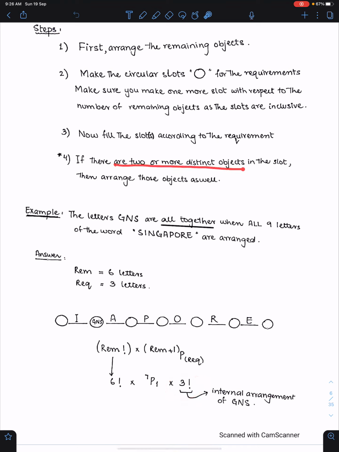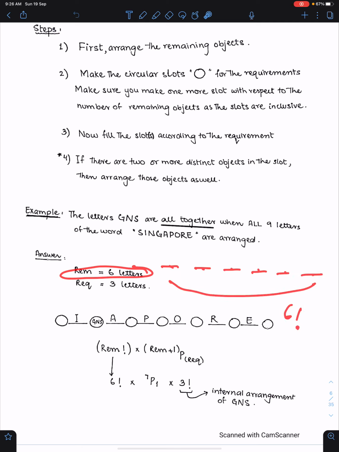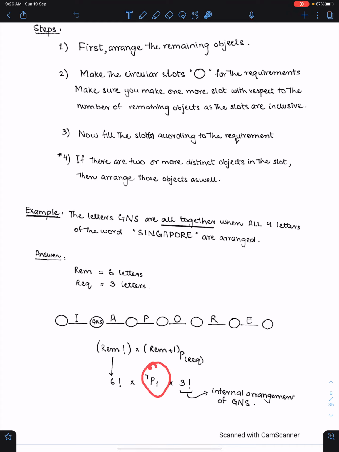If there are 2 or more distinct objects in a single slot, then arrange those objects as well. So let me summarize this. First, arrange the remaining objects by making spaces for them. There are 6 objects, so make 6 spaces and write 6 factorial. Slots will be one more than the number of spaces, so it should be 7. You just need to fill any one slot with this requirement, so it should be 7P1. And since we have 3 letters in one single slot and all are different, we need to arrange them as well, so we write 3 factorial. So this is the spaces method.